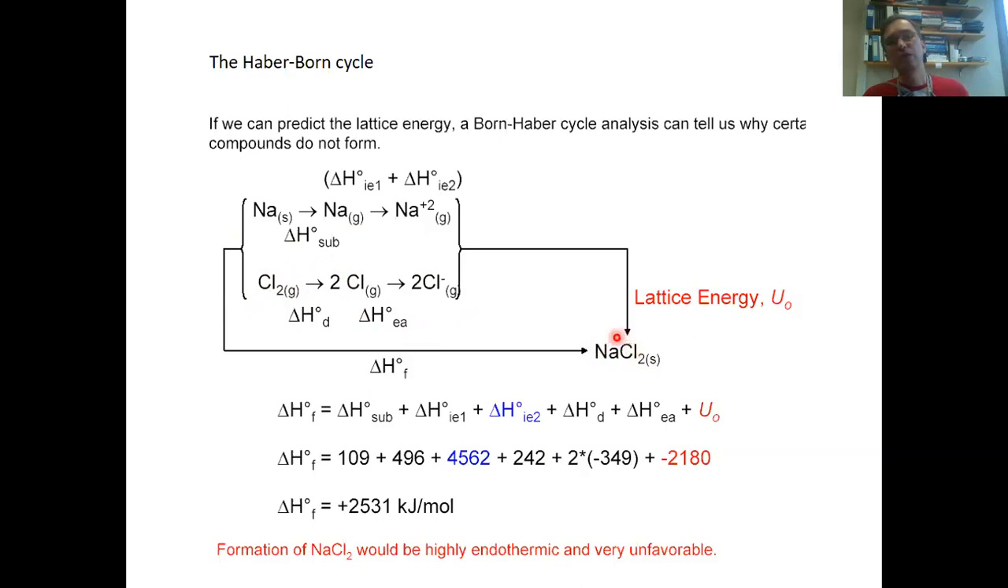Okay, so for that reason, we can qualitatively say that, because the delta HF is highly positive, and qualitatively spoken, also the entropy should decrease, our delta G will be positive, and for that reason, our reaction should actually not happen. Okay? So the formation of NaCl2 should be very unfavorable. And that's in accordance with observation. Nobody's ever seen a compound of the composition NaCl2.